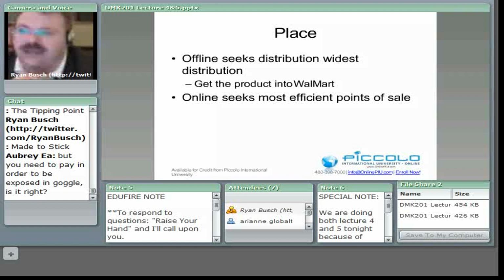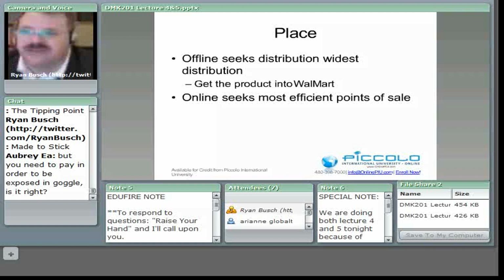Current examples might be getting my product into Walmart. If Walmart has the right target audience, it has mass distribution. There's no doubt about it. So place is a very important opportunity because not only are there Walmart stores all over the world, there's Walmart stores all over my city. There's Walmart stores, in some cases, all over my neighborhood. So in that case, distribution in terms of place is a major element for the initial concept of the four P's.